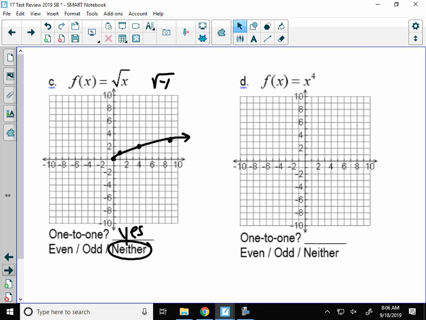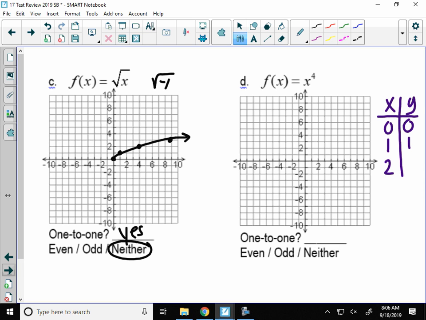X to the fourth. Think about your table here. 0 to the fourth would be 0. 1 to the fourth is 1. 2 to the fourth is 16. And then we would reflect. So I have (0, 0), (1, 1). And (2, 16) doesn't fit on my grid, but it'd be way up here. And then I reflect on the other side. And again, I'd be way up there.